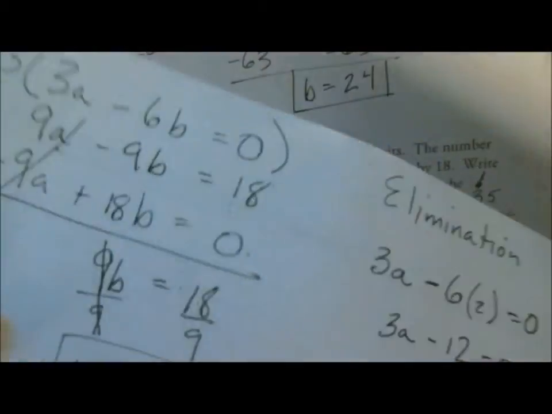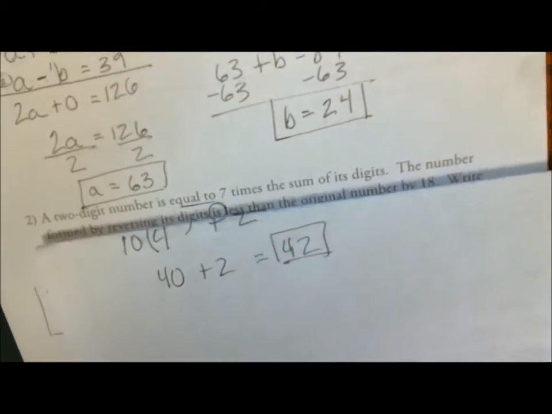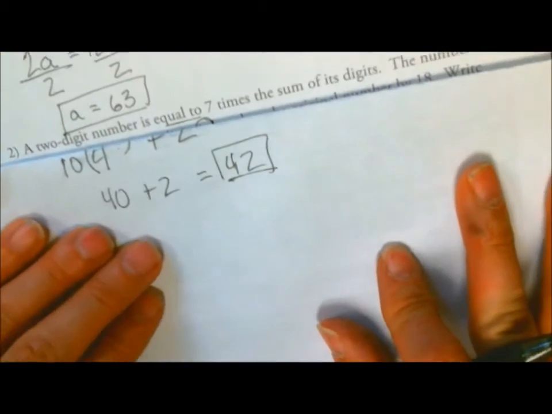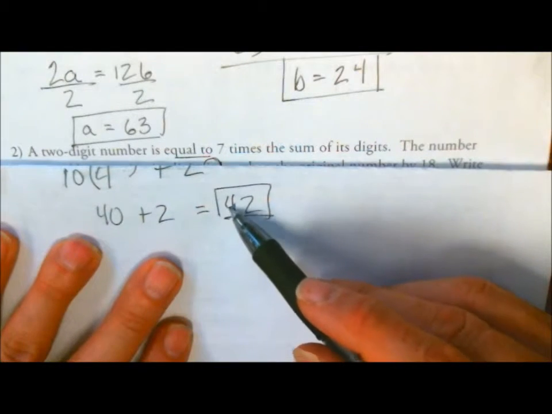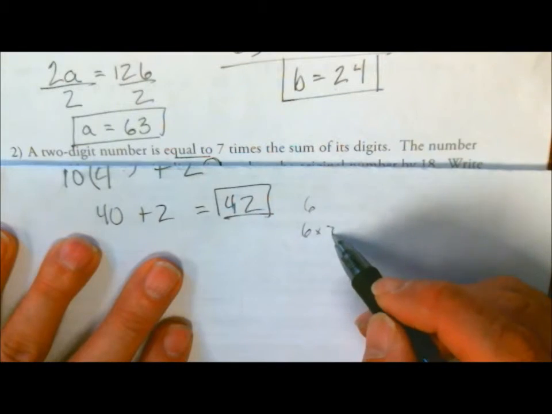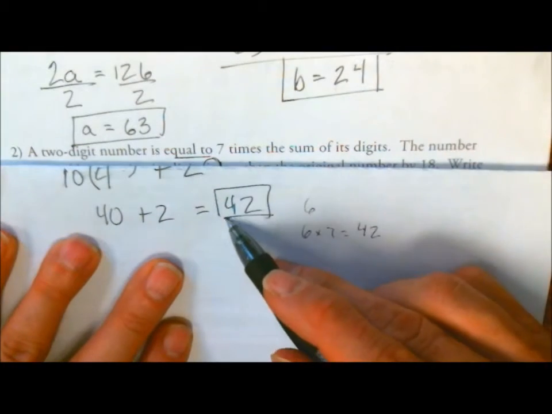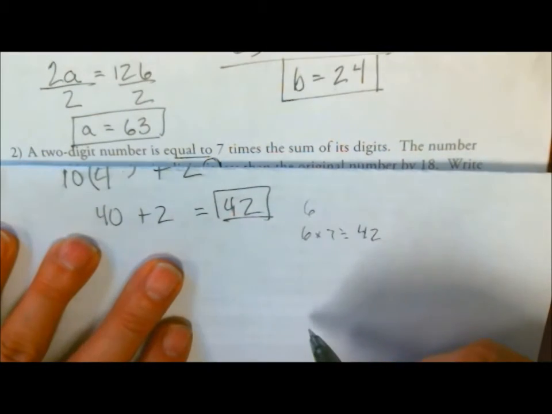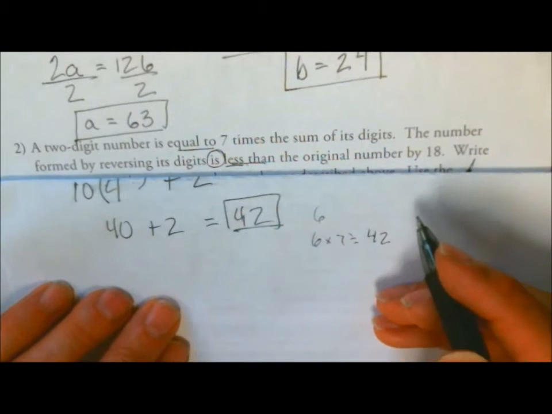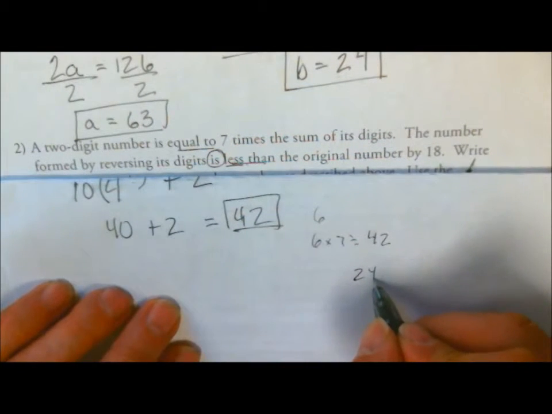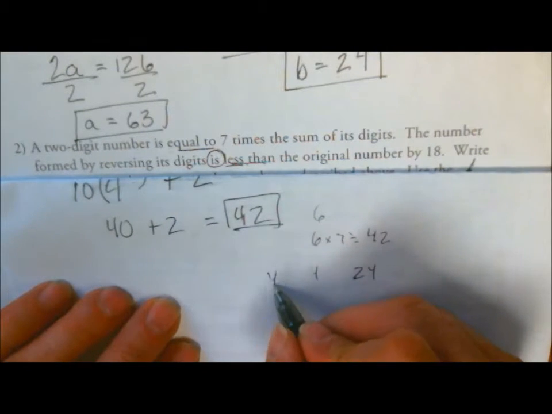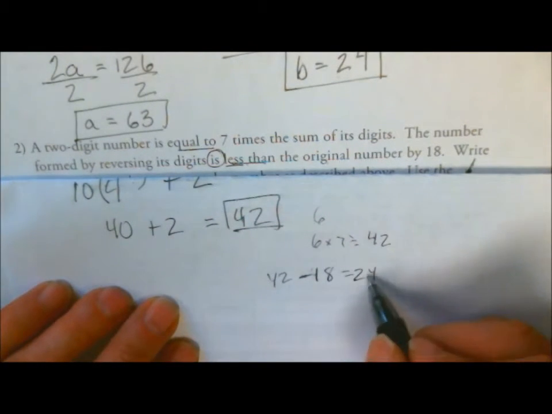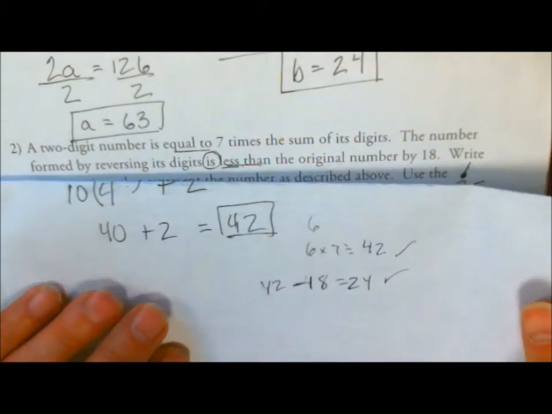Now I can check that with the problem itself. Let's read the problem and look at the number 42 while we do it. A two-digit number is equal to 7 times the sum of its digits. The sum of its digits is 4 plus 2, which is 6. 6 times 7 is 42. The two-digit number is equal to 7 times the sum of its digits. The number formed by reversing its digits, 24, is less than the original number by 18. Well, 42 minus 18 is 24. So it fits both of those criteria.